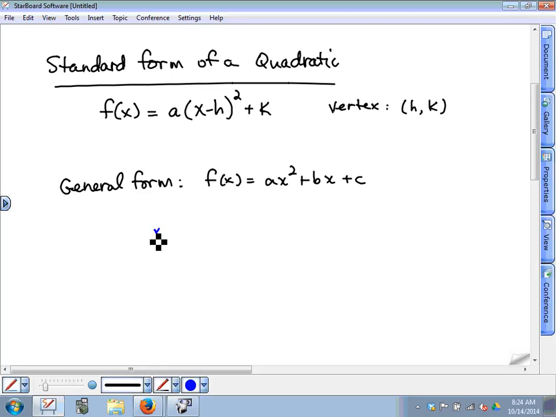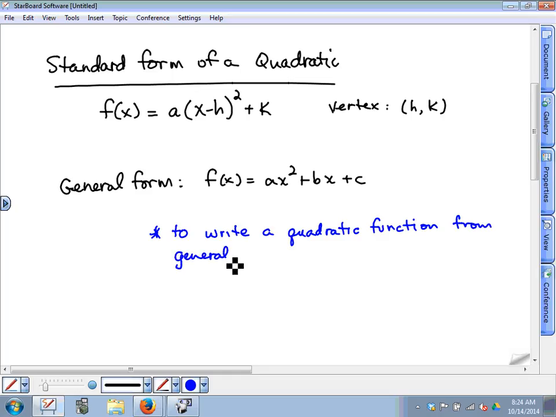Write this down. To write a quadratic function from general form to standard form, you complete the square.